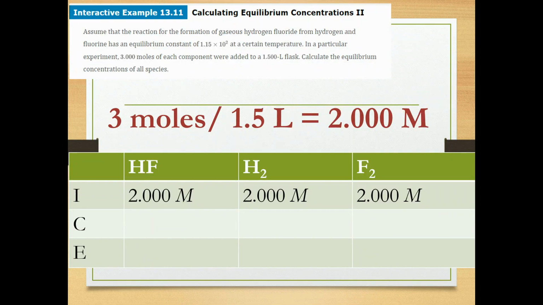So just as a quick review, this is one we did yesterday. 3 moles of HF, H2, and F2 are all placed in a 1.5 liter flask. So I need concentrations, not moles, so I divided 3 moles by 1.5 liters. Every one of them has an initial concentration of 2 molar.